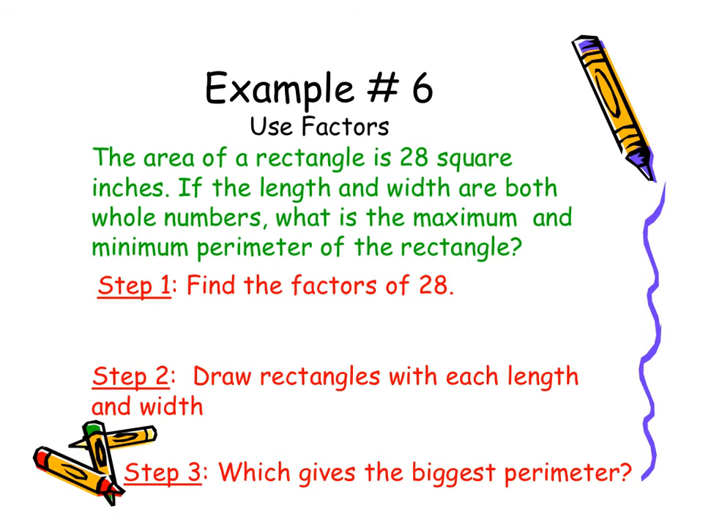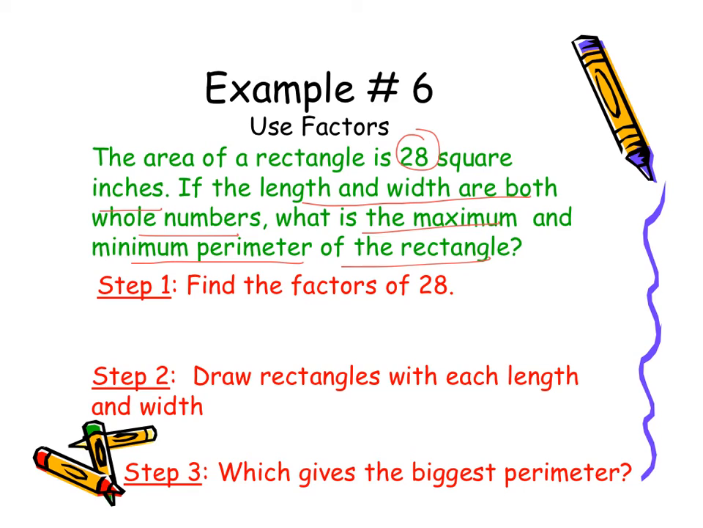Alright, last problem, and it's a word problem. I know how much we all love those. Alright, so here's our problem. We have the area of a rectangle is 28 square inches. If the length and width are both whole numbers, what is the maximum and minimum circumference of the rectangle?